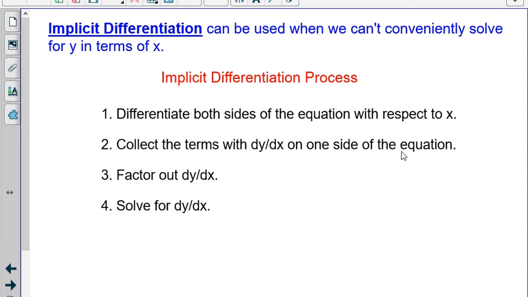Here's the process. Step 1, differentiate both sides of the equation with respect to x. So that's dy dx when you're taking a derivative of y, and dx dx, which is really just like putting 1 when you take a derivative with respect to x of a variable x. Number 2, collect the terms of dy dx on one side and put everything else on the other side. Step 3, factor out dy dx. Step 4, solve for dy dx.